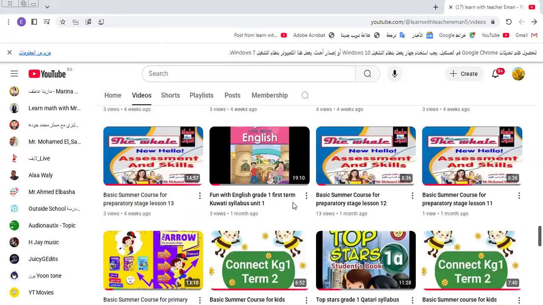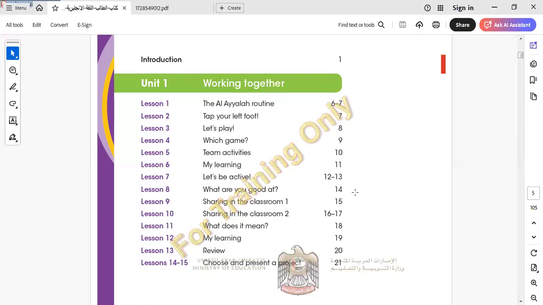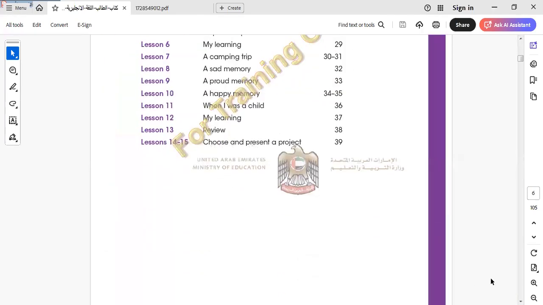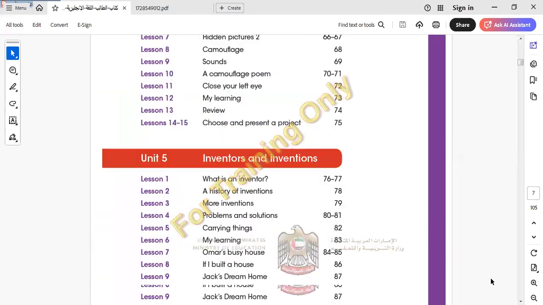Let's go to our unit today. Our unit today is about working together. Today we will take 3 lessons in this unit. Lesson 1, the El Ayala routine. Tap your left foot, and let's play. Let's go to know more about these topics in our unit today.